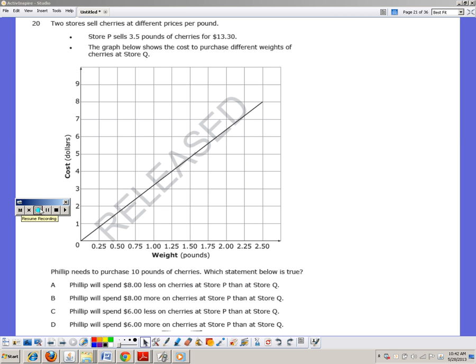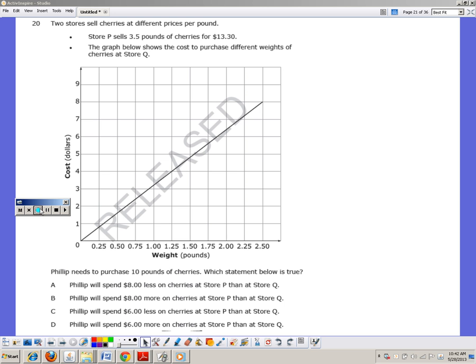Number 20. Two stores sell cherries at different prices per pound. Store P sells 3.5 pounds of cherries for $13.30. The graph below shows the cost of purchasing different weights of cherries at store Q. So this top bullet is for P, the graph is for Q. Philip purchased 10 pounds of cherries. Which statement below is true?